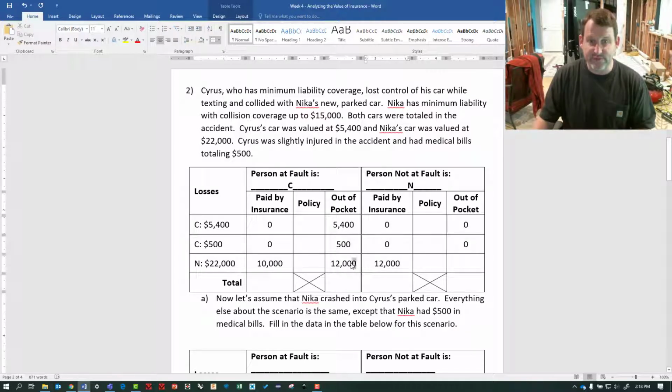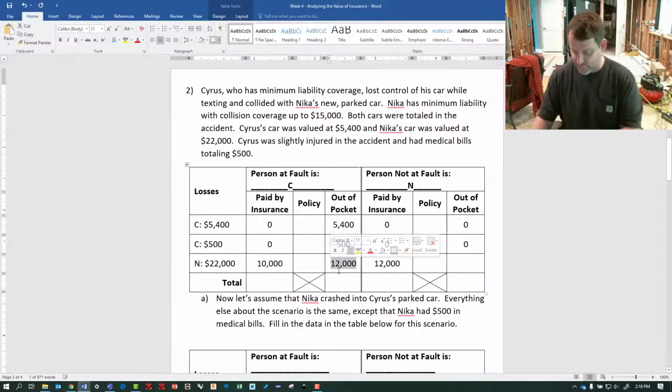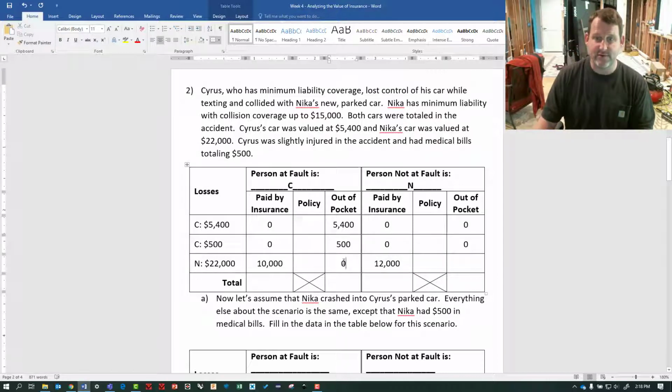So that's going to actually reduce Cyrus's out-of-pocket from $12,000 back to 0. Because her insurance is going to pay for it, and it's going to be paid for by her collision coverage. That's the deal of collision coverage, 0. Now, if she didn't have collision coverage, she would likely have to pay this $12,000 to replace her car on her own, and then try and sue Cyrus in the court and try and get money from him. But again, that might be really difficult.